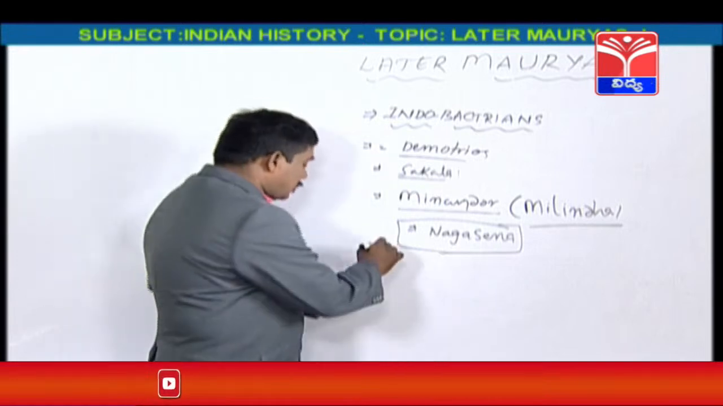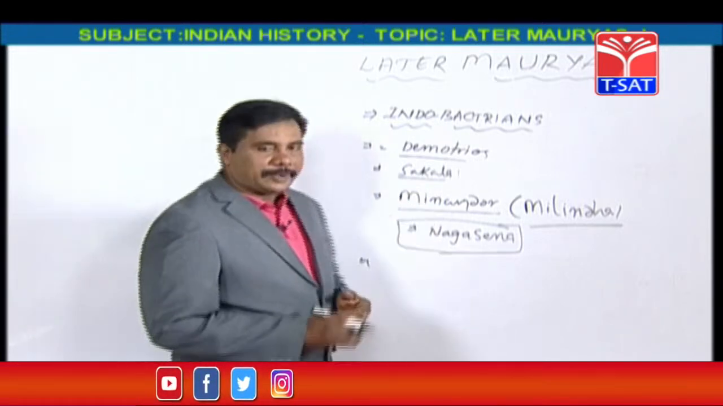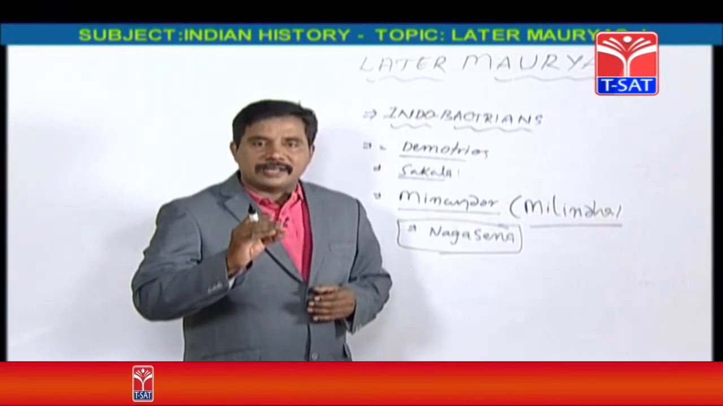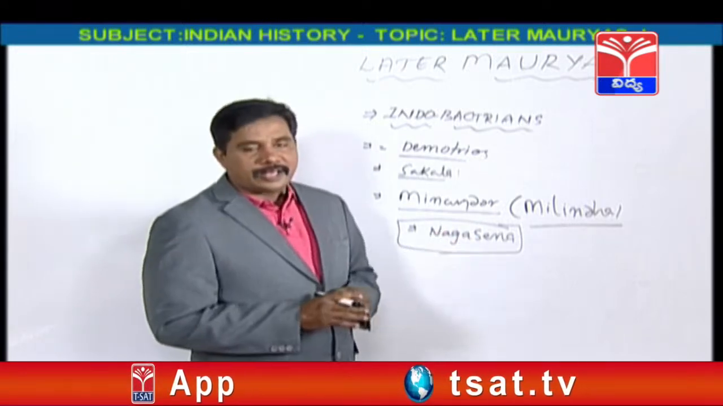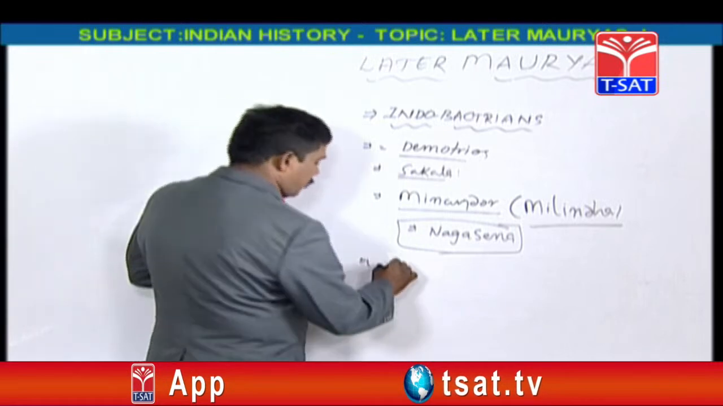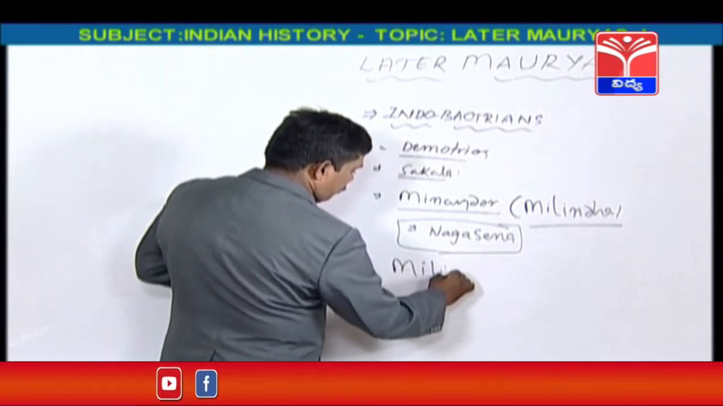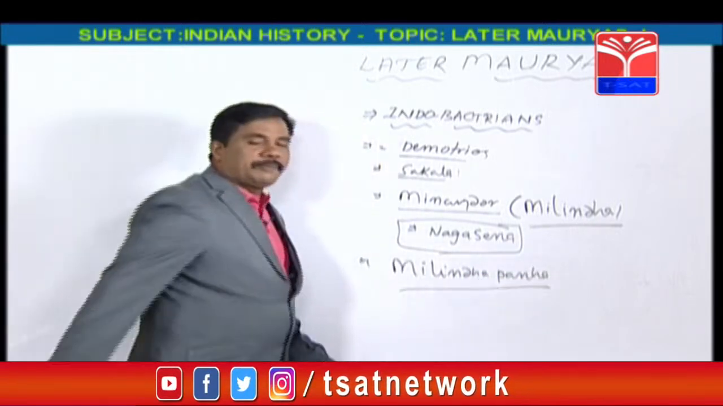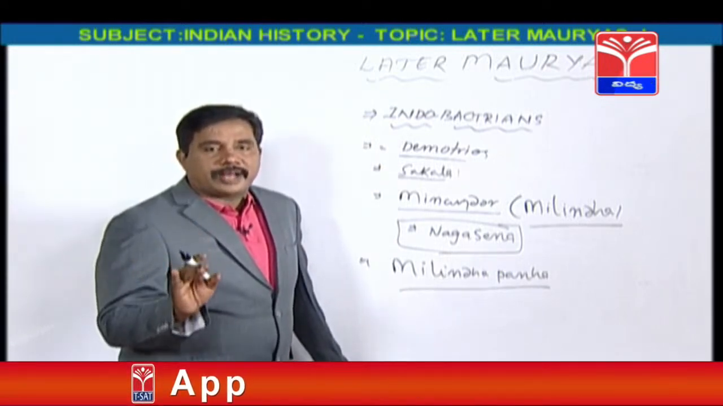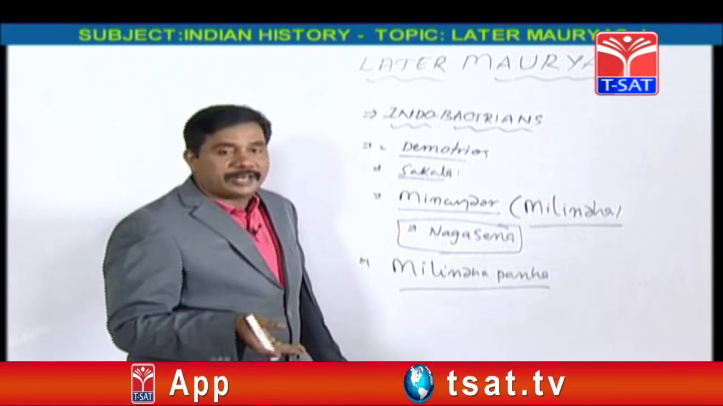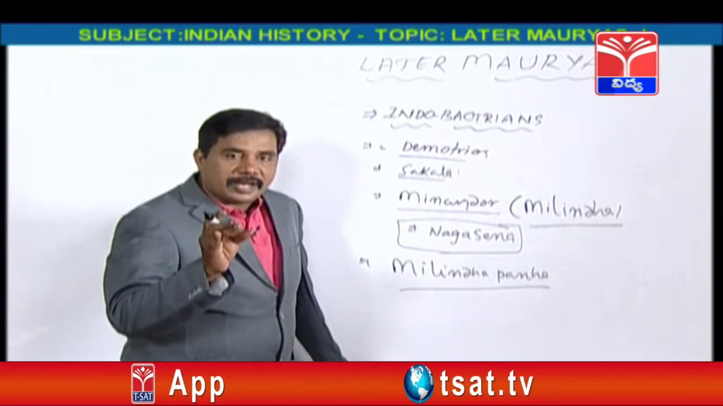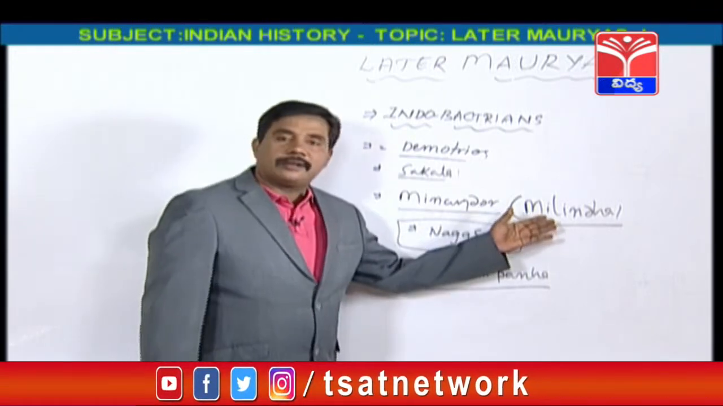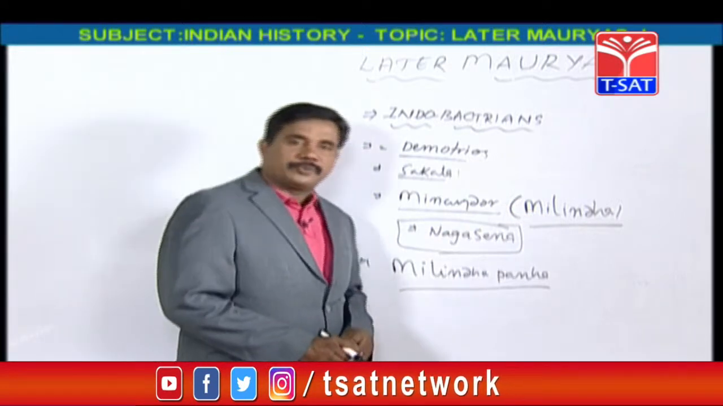So what are the discussions between Menander and Nagasena? The discussions are framed as a book by Nagasena. That book is called Milinda Panha. We should remember this book name, Milinda Panha. It is the most important book regarding Menander, written by Nagasena. This book contains the discussions between Nagasena and Menander. Menander is called Milinda as per the Buddhist system.